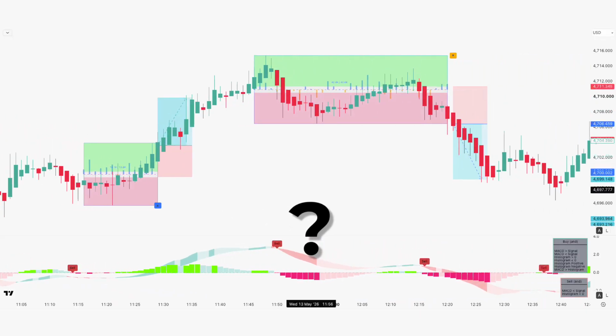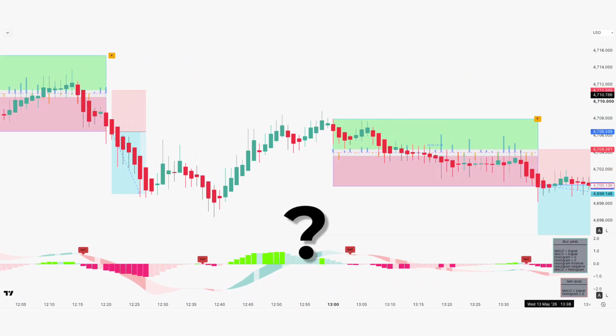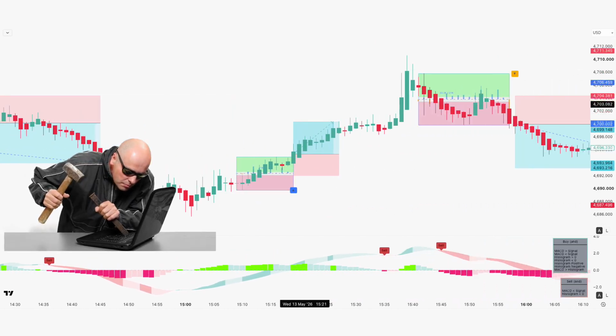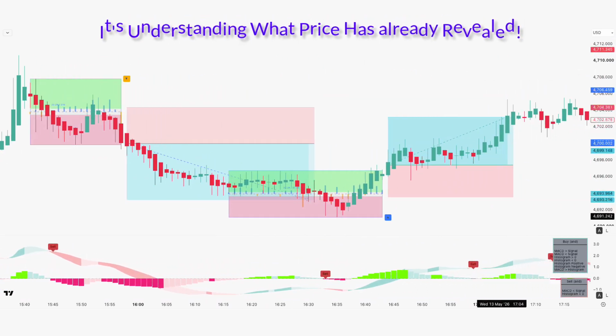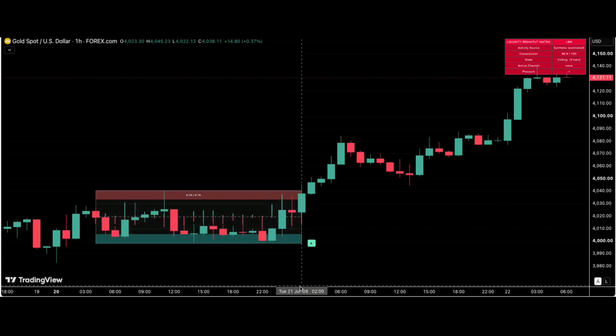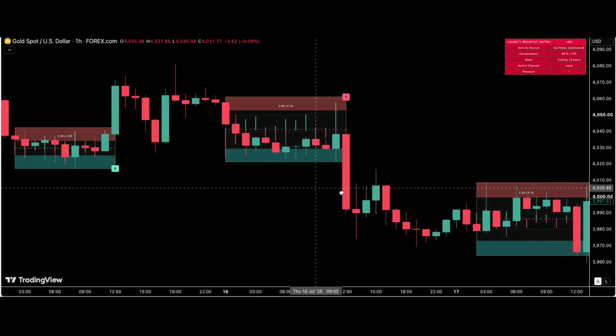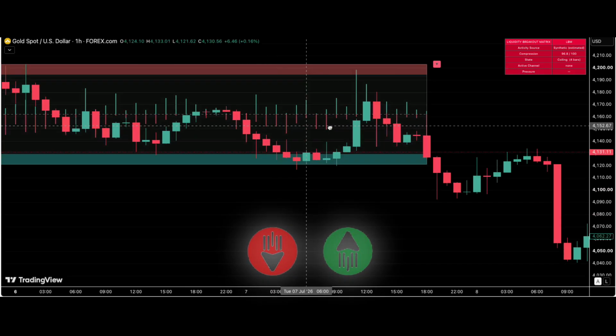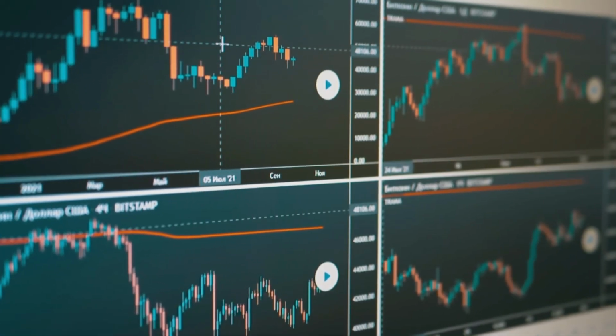Have you ever wondered why experienced traders seem to enter the market just before a big move begins? The secret often isn't predicting the future. It's understanding what price has already revealed. In today's video, I'm going to show you a TradingView indicator that studies past price action to highlight potential buy and sell setups in a simple and visual way.